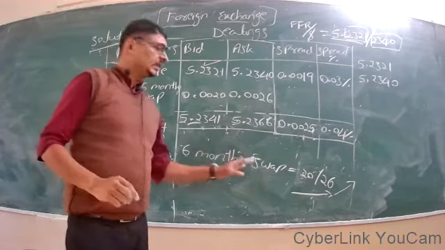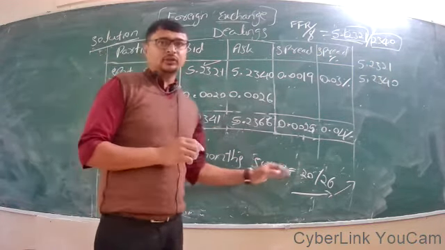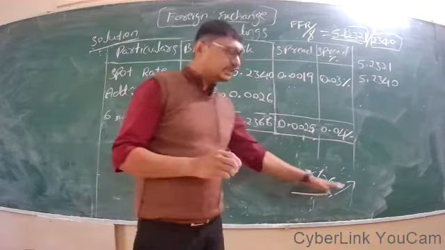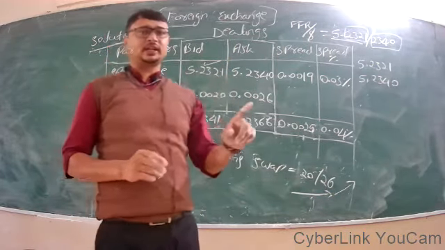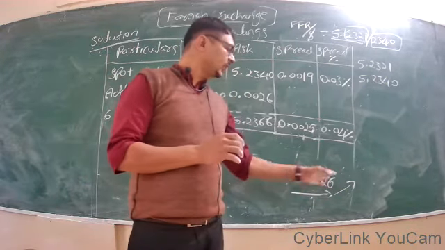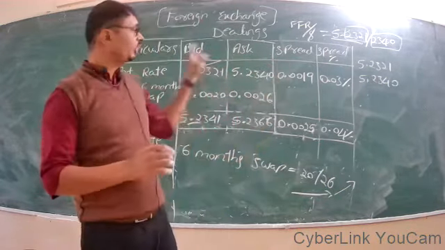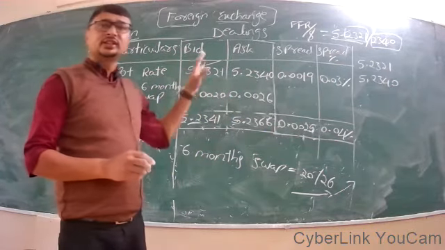The thing to remember in today's class is, if the swap point or forward point is in increasing order, then you have to add it to the spot rate. If it is in decreasing order while reading from left to right, you have to deduct it from the spot rate. In the next class we will solve some more problems.